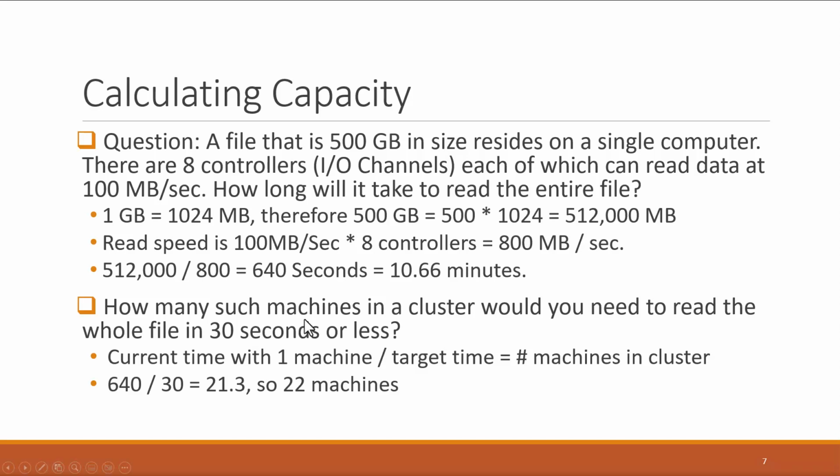Well, this calculation is pretty simple because if I know how long it takes one machine to do it, all we have to do is divide that by the target time, and that will tell us how many machines we need. So we know that we have 640 seconds to read that file on a single machine. We want the target time to be 30 seconds. So how many times does 30 go into 640? 21.3. So basically 22 computers. So 22 computers clustered together would allow us to resolve this read operation in 30 seconds or less, where it would have previously taken us 10.66 minutes.